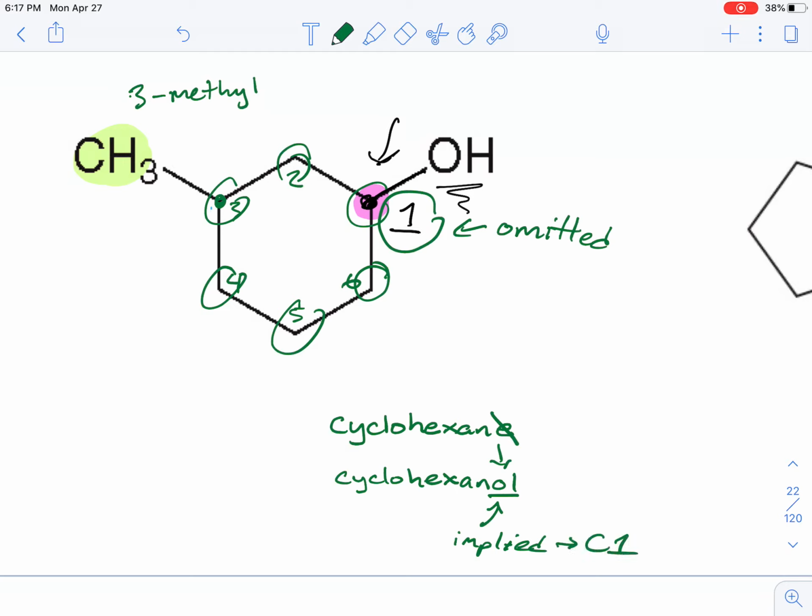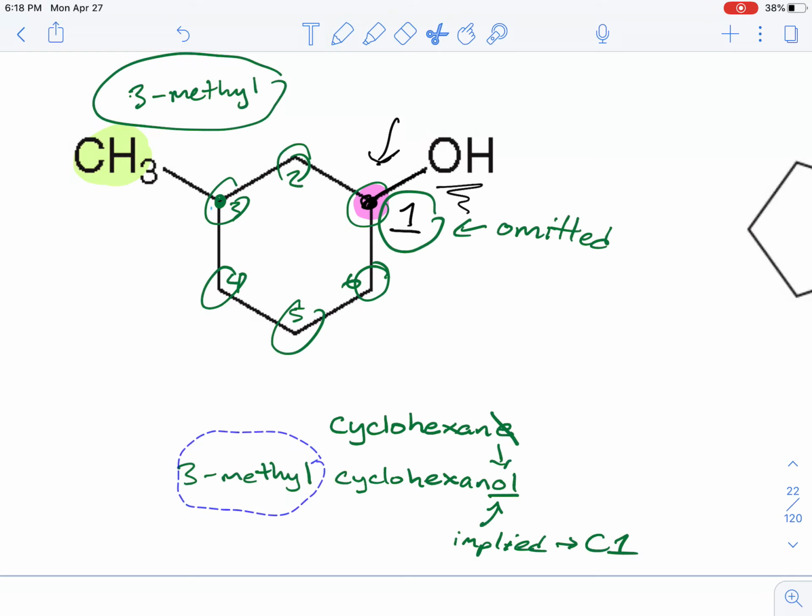After that, all we do is name or add in our substituent. Here in this case, it's 3-methyl. Since you're going from letter to letter, we can scoot these two over and just say 3-methylcyclohexanol. And we're done.